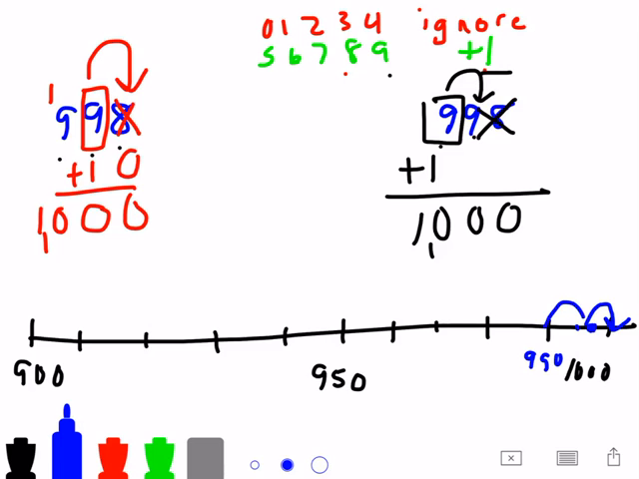Now, if I'm rounding it to the nearest 100 again, if 900 is here and 998 is here, the nearest 100 would be right here again, 1,000.